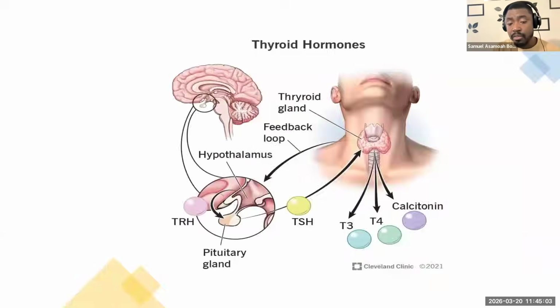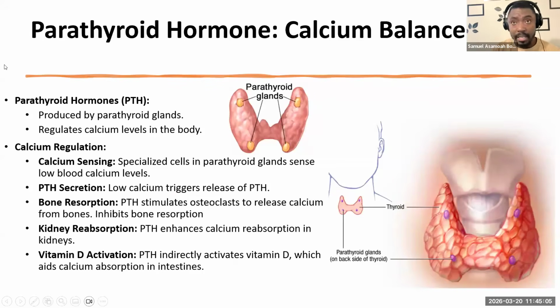Now let's talk about those a little bit. The parathyroid glands produce what we call the parathyroid hormones. In fact, these parathyroid hormones will regulate calcium levels in the body. My question to you, how will doctors normally diagnose hyperthyroidism? They normally look at what?